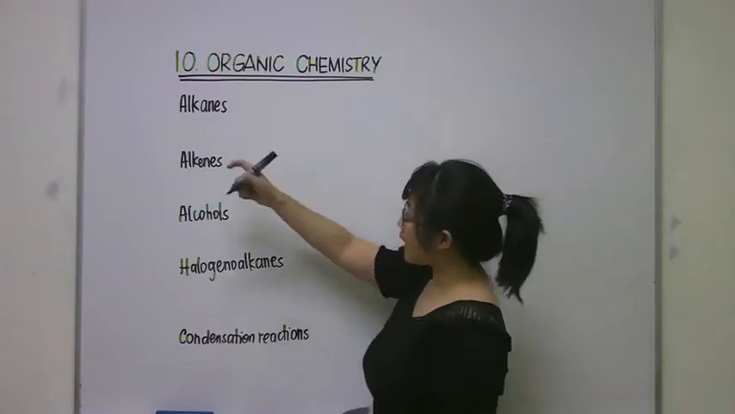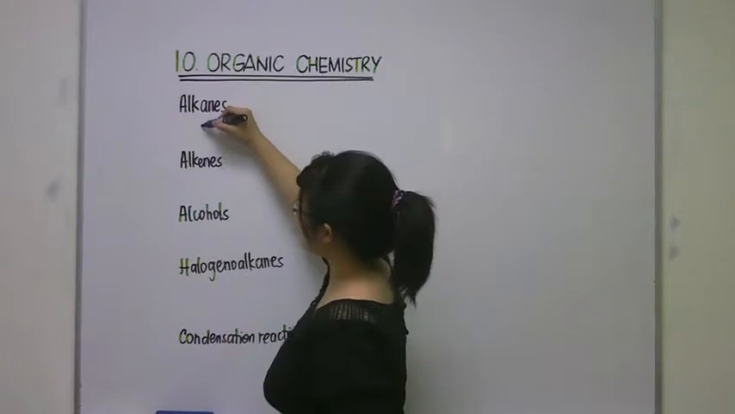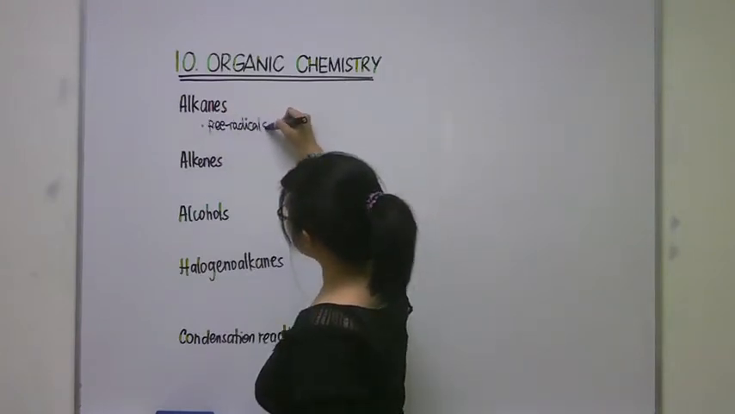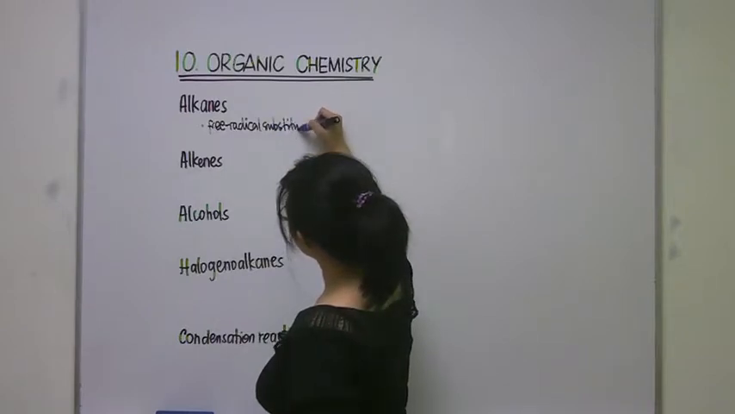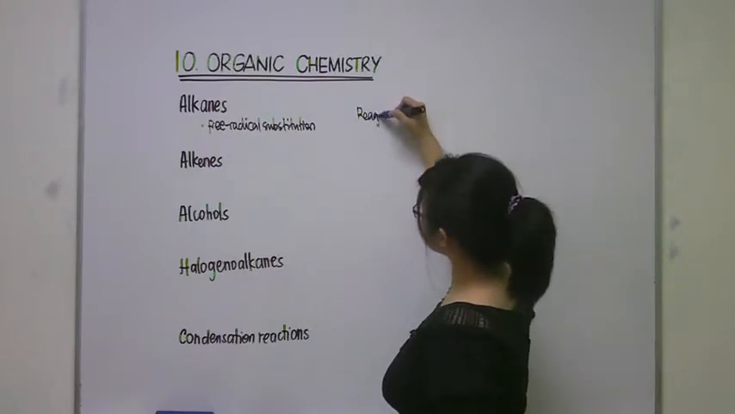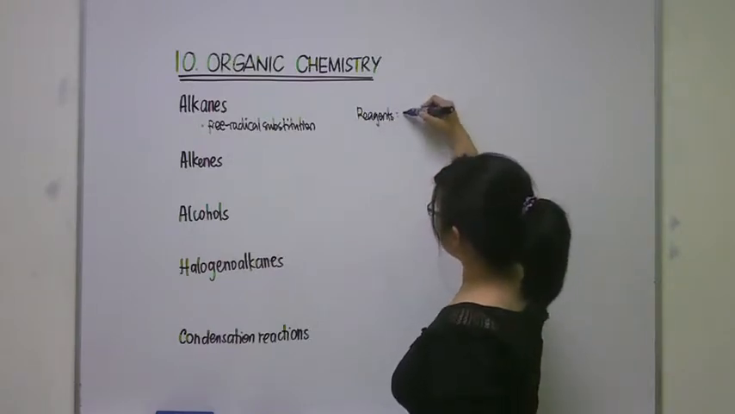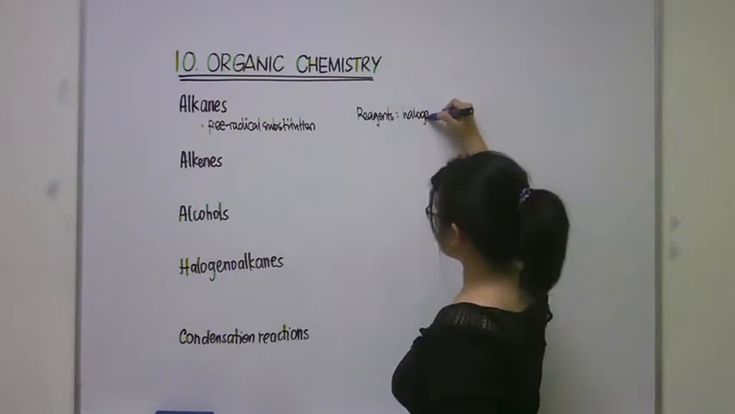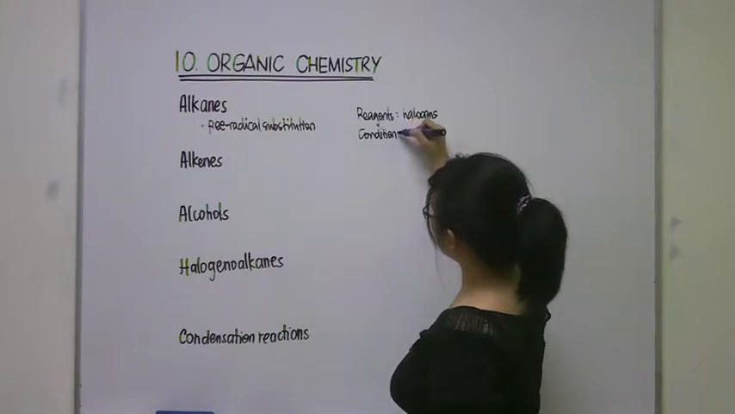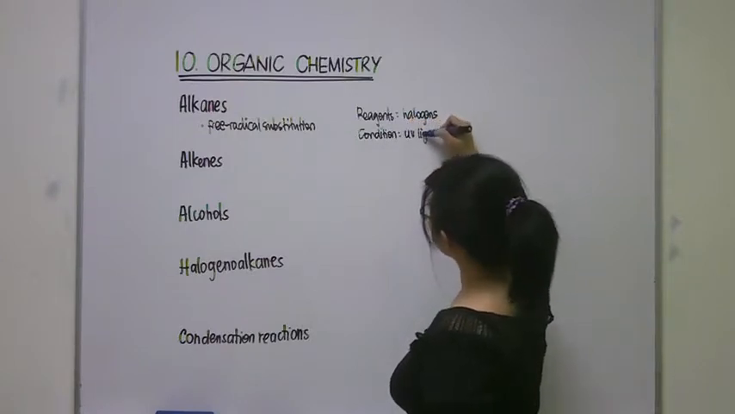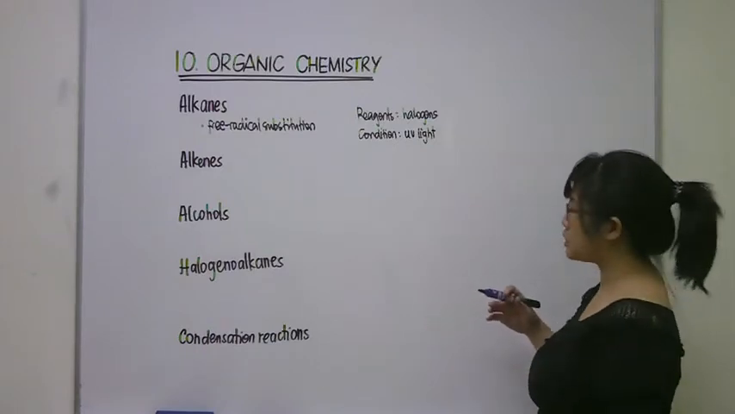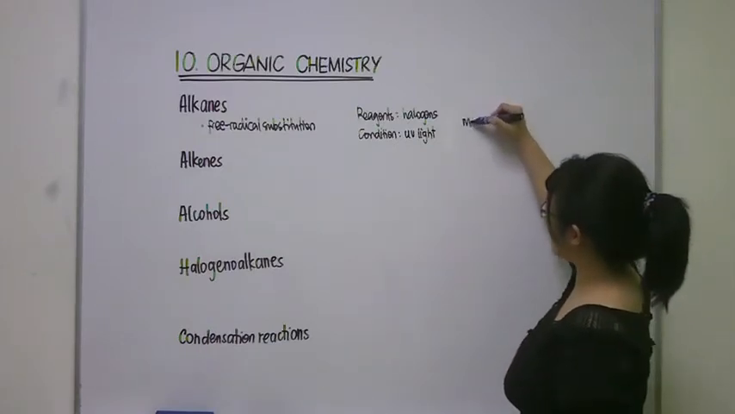So for example, in alkanes, when we're teaching about alkanes, you need to talk about free radical substitution. They need to know the reagents, which are the halogens and, of course, the alkane, and then the condition, which is UV light. And for free radical substitution, you need to teach your students about the mechanism.